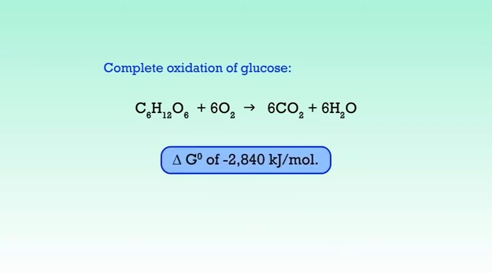The complete oxidation of glucose, which is one glucose molecule plus 6 molecules of oxygen giving 6 molecules of carbon dioxide and 6 molecules of water, has a standard free energy change of minus 2840 kilojoules per mole. This is a much larger release of free energy than is required for ATP synthesis, which is about 50 to 60 kilojoules per mole.